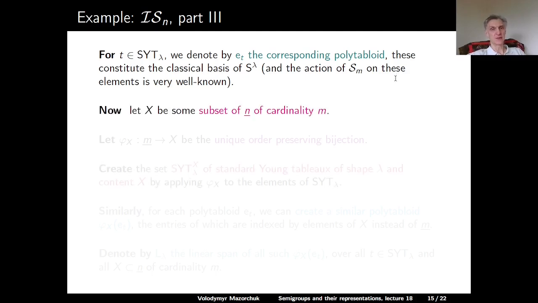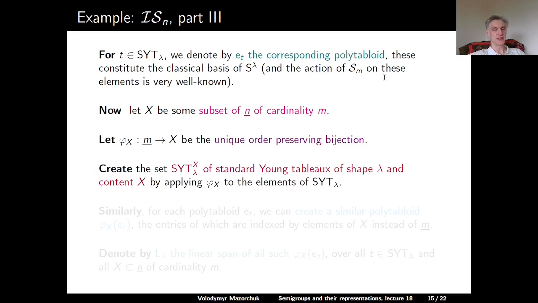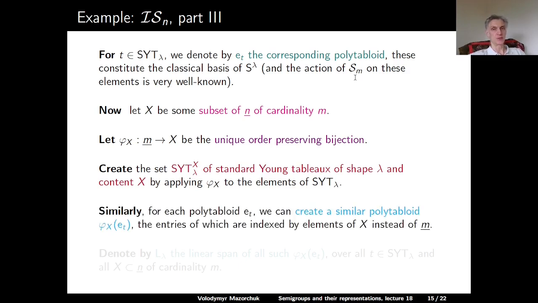Now let X be some subset of n underlined of cardinality m. Let phi of X be the unique order-preserving bijection from m underlined to X. Let us create the set SYT sub lambda upper X of all standard Young tableaux of shape lambda and content X. These are obtained by taking the usual standard Young tableaux of shape lambda and applying phi X to their entries. Similarly, for each polytabloid E sub t, we can create a similar polytabloid phi X applied to E sub t, where we just substitute the entries of the original polytabloid using our function phi of X.